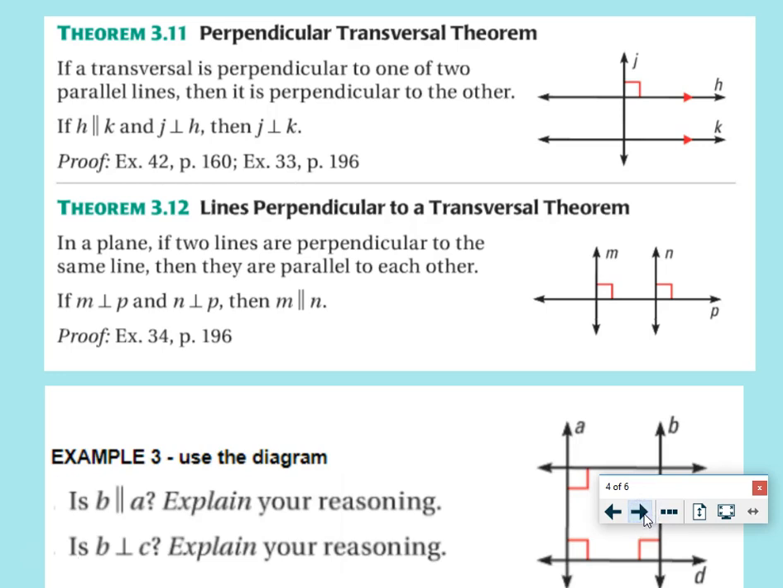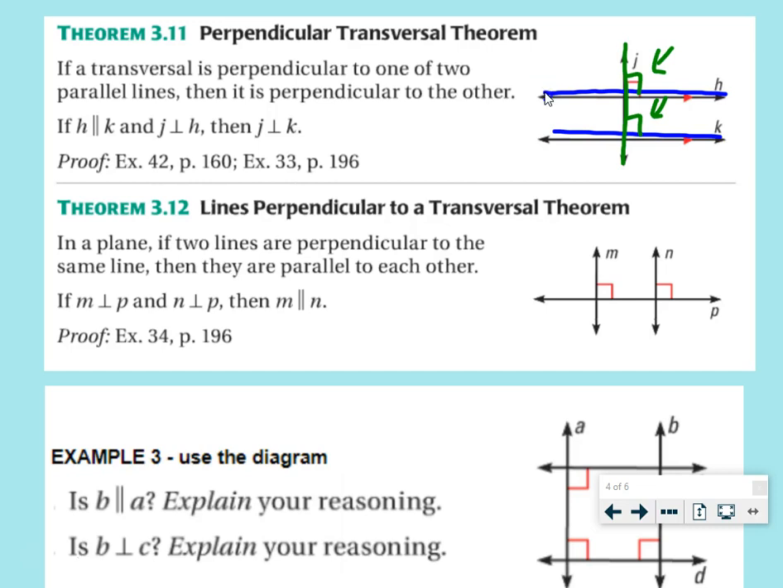Theorem 3.11, perpendicular transversal theorem. If a transversal is perpendicular to one of two parallel lines, it's perpendicular to the other. So we need to know that we have two parallel lines and that the transversal is perpendicular to one of those parallel lines. Then we can say that it would also be perpendicular to the other. That should make sense. Corresponding angles, same measure with parallel lines.